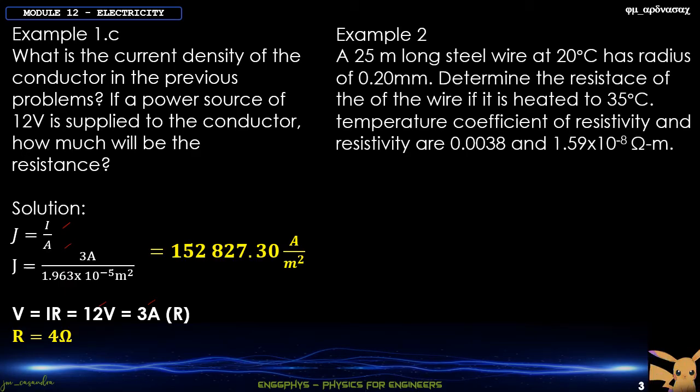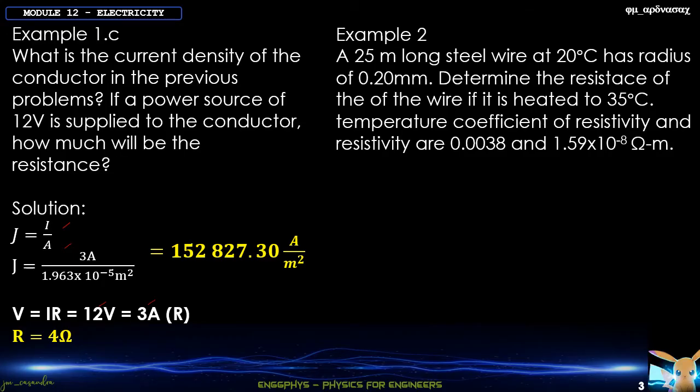We are given a 25-meter long steel wire at 20 degrees that has a radius of 0.20 millimeters. Determine the resistance of the wire if it is heated to 35 degrees Celsius. We are given the temperature coefficient and the resistivity, 0.0038 and 1.59 times 10 raised to negative 8 ohm meter. Here, we're going to apply our equations for resistance and resistivity. As we have discussed, we have different equations.